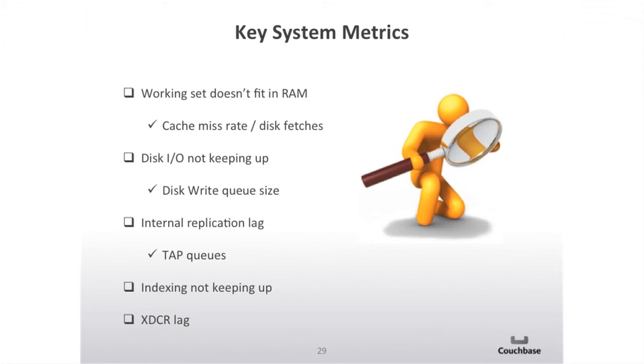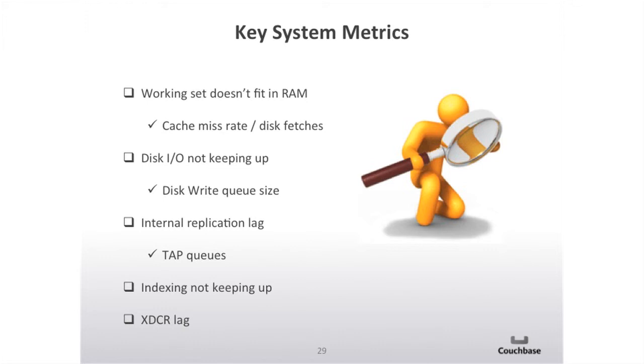So in that case, if you want to find out what the lag is, you can look at the outbound XDCR mutations per second, which indicates this is on the source cluster. You'll see that there are a lot of mutations still in the queue and not yet replicated to the destination cluster. Okay.